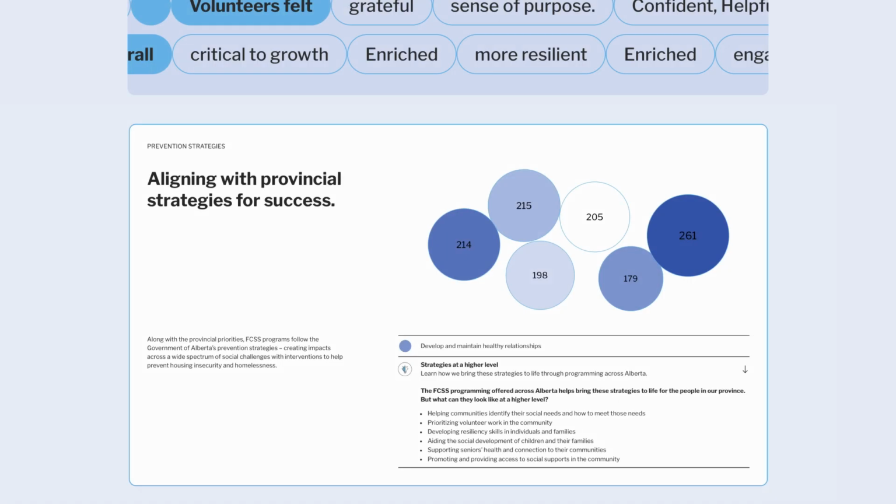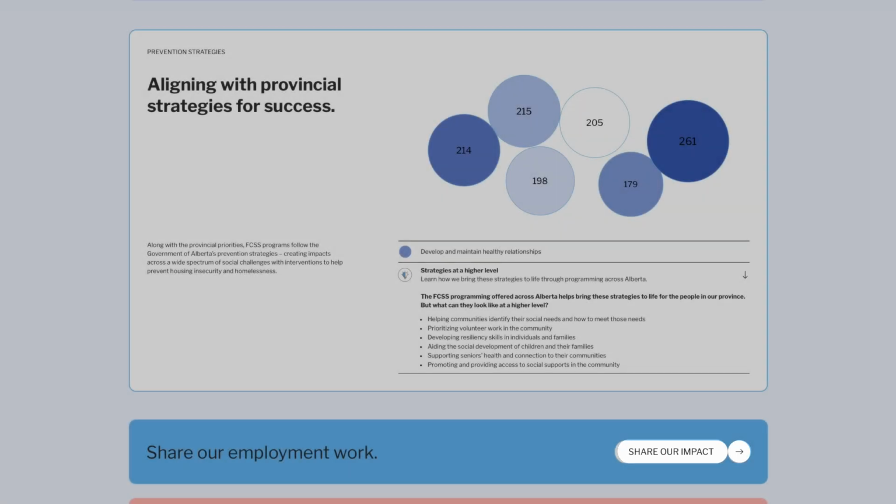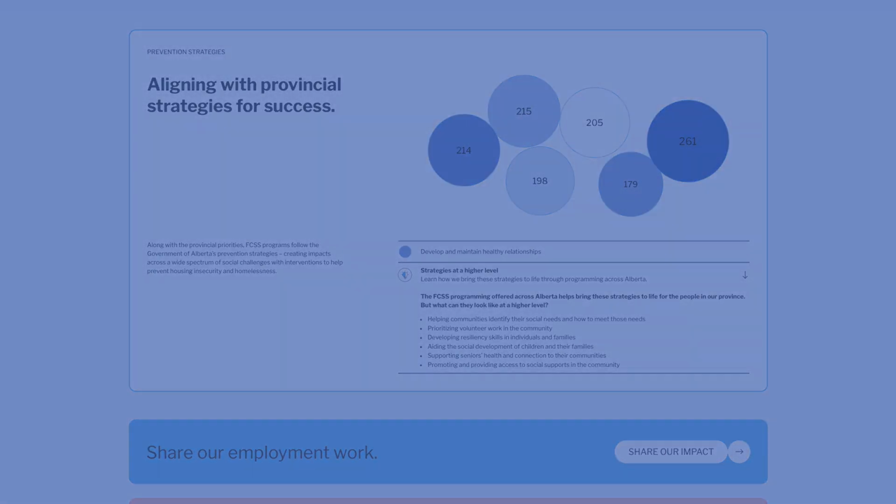Whatever page you're using to highlight the impact of FCSS programs for your audience, you can always use the share buttons at the bottom to create a link for the social media site you require.